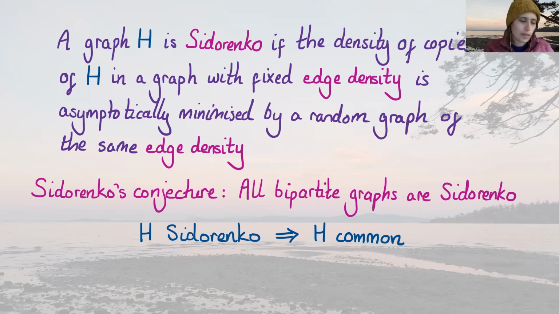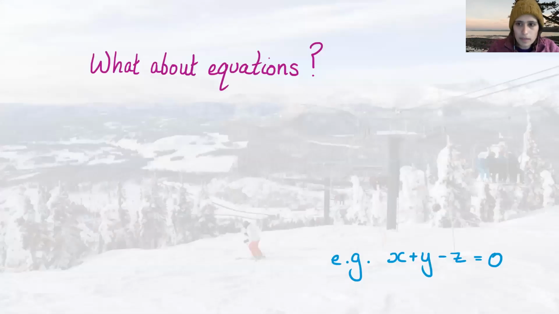And similarly, when we talk about systems of equations, we've got various results which talk about uncommon systems of equations. We've also got some results, which I'm not going to talk so much about today, which show that things are common. In fact, what we showed was that they were Sidorenko. But let's talk about uncommonness today. So hopefully you're all fairly familiar with the graph setting. Let me tell you what I mean by Sidorenko and uncommon systems of equations.